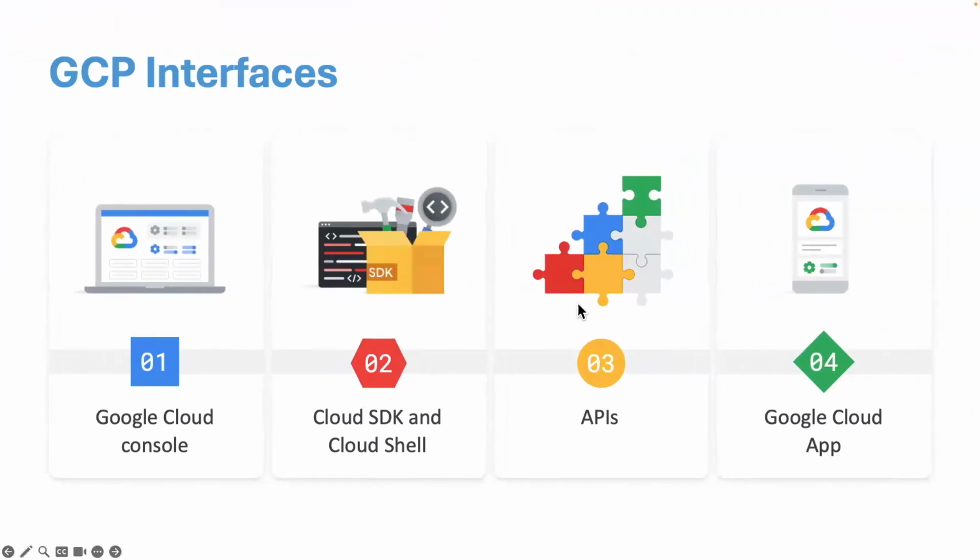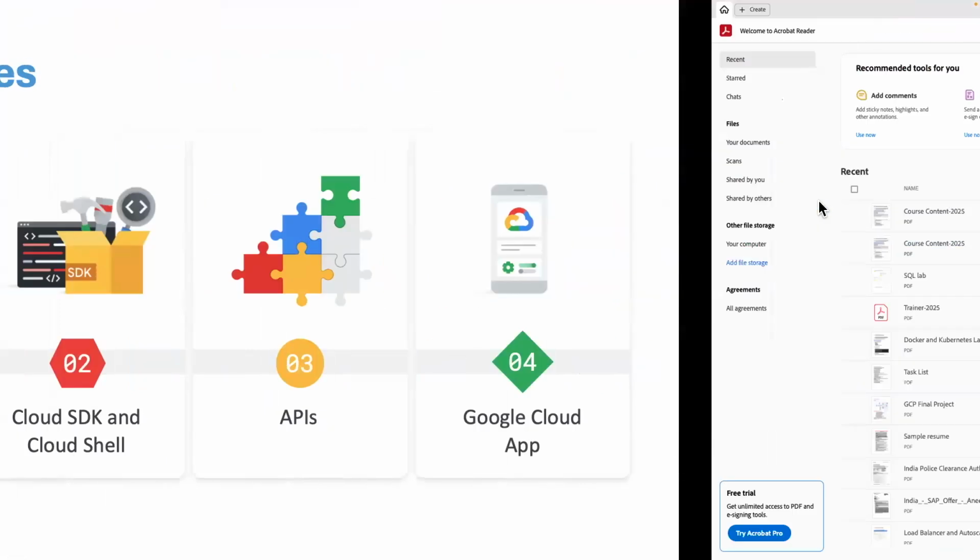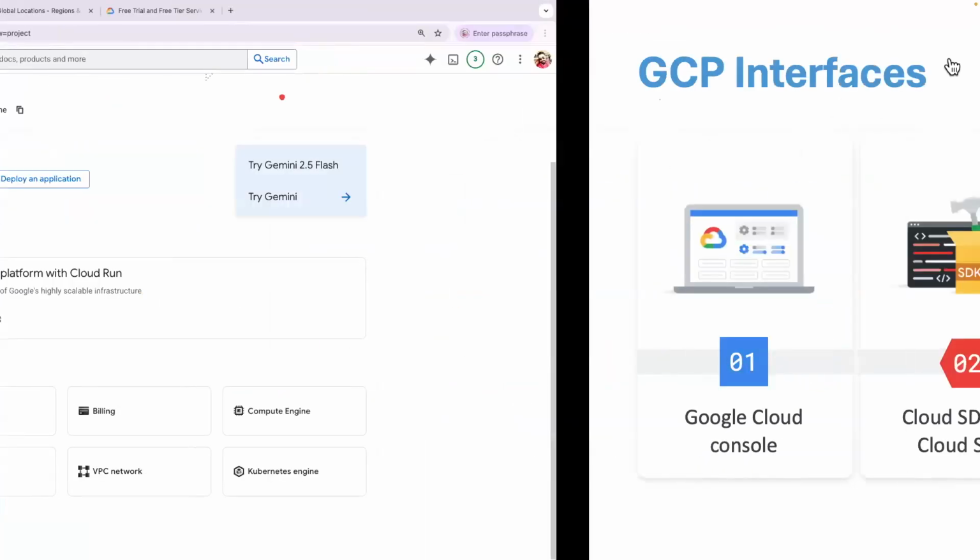Then APIs. If you are doing some coding, you can use APIs there. If you are doing infrastructure as code, or scripting, you can use APIs there to communicate with Google Cloud. The last one is the Google Cloud app. You can use the mobile app. Once you create the account, you can use the mobile application.